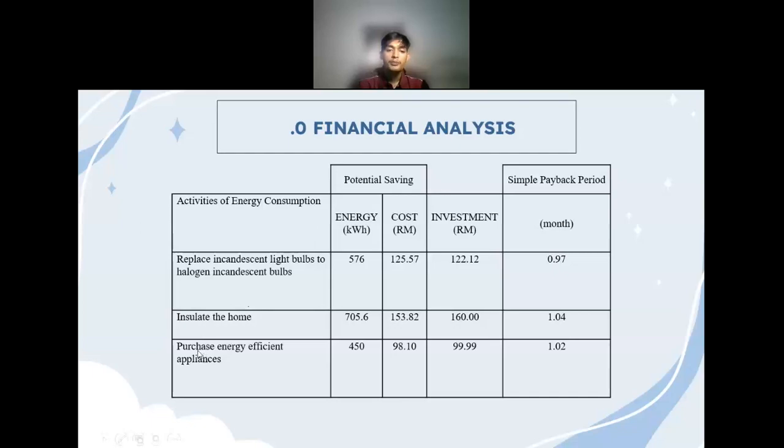The last one is purchase energy efficient appliance, which is potential saving in energy is 450 kilowatt per hour, and the cost is 98 ringgit and 10 cent. The investment is 1999 ringgit and 99 cent, and the simple payback period is 1.02.